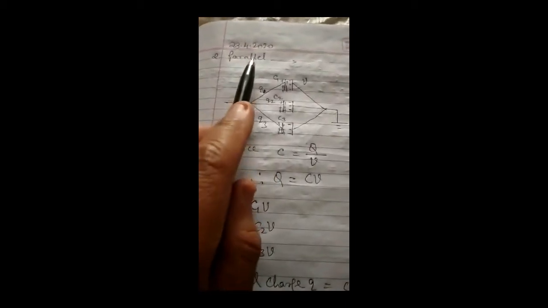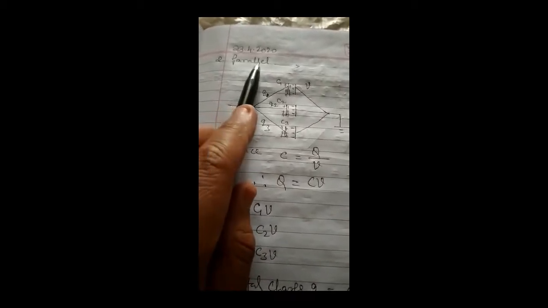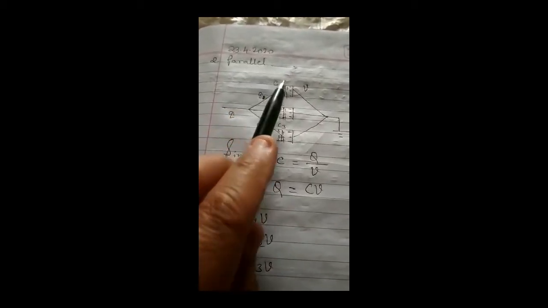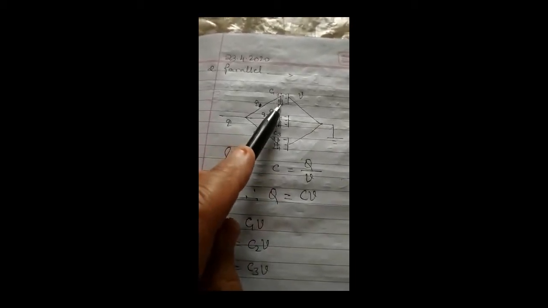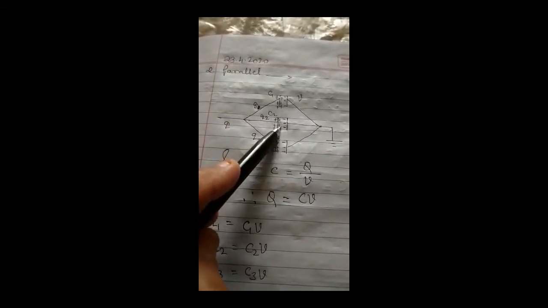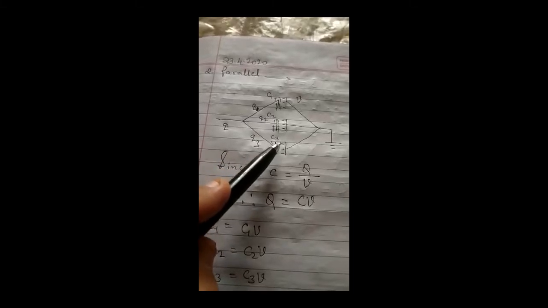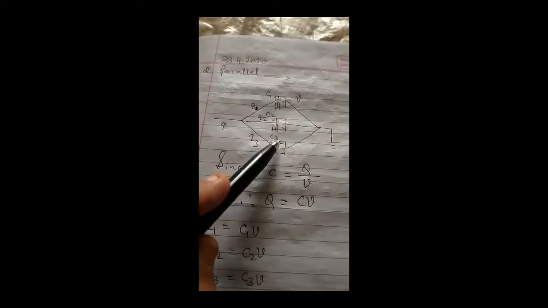Yesterday we did the series grouping of capacitors, and today we are doing the parallel grouping of capacitors. For that, the capacitors are connected in parallel to each other. This is the first capacitor whose capacity is C1, this is the second one whose capacity is C2, and this is the third capacitor whose capacity is C3. According to our requirement, we can connect more than 3 capacitors.